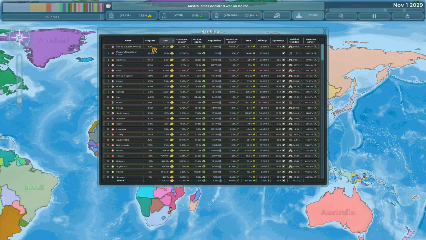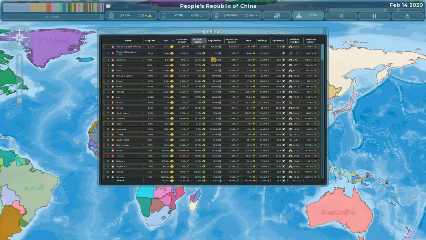For a standard game, the win condition is half of this world's GDP. So, you need half of this figure down here under the world tab to win the game. Economic growth just shows how fast your economy is growing. Ideally, you want your economic growth to match or exceed the world's. GDP per capita is just your GDP divided by your population.